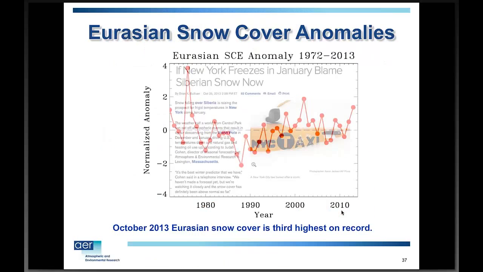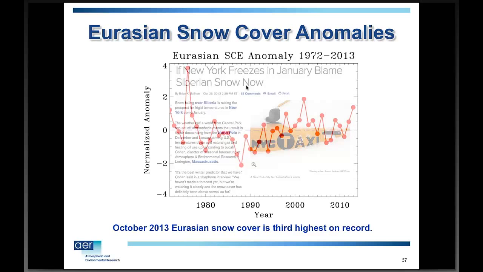So what about this winter? Eurasian snow cover extent was the third highest. This is the old index, just using snow cover extent. I put in this article that came out of Bloomberg, based on the snow cover: North Friesen Jenner blames Siberian snow now. I thought it was pretty prescient, at least on the journalist's part.